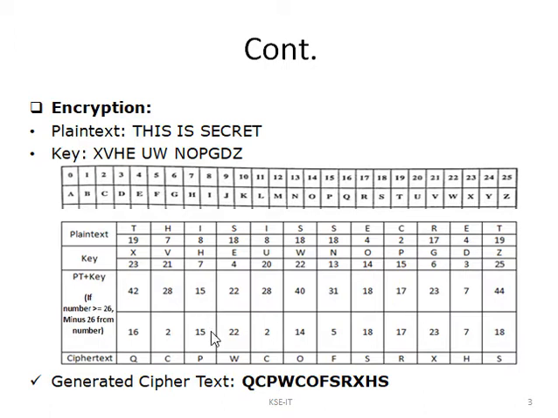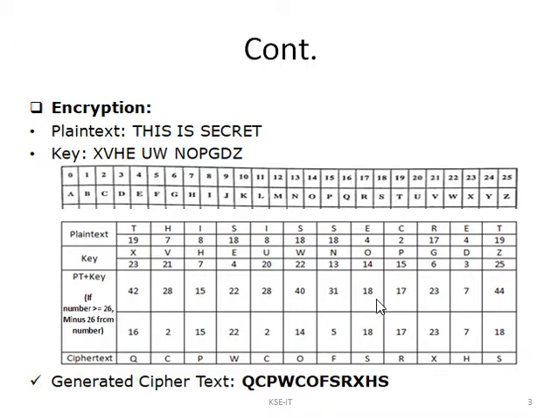15, which is less than 26, so write it as it is. 22, write it as it is. 28 is greater than or equal to 26, so subtract 26 from this number and you will get 2. 40 is again greater than or equal to 26. So 40 minus 26 gives you 14. 31 is greater than or equal to 26. 31 minus 26 gives you 5.